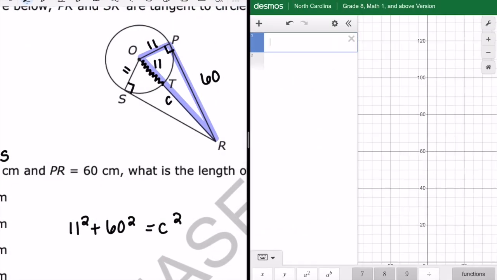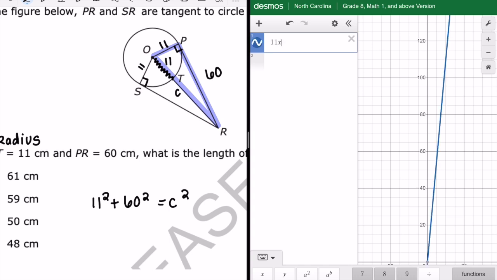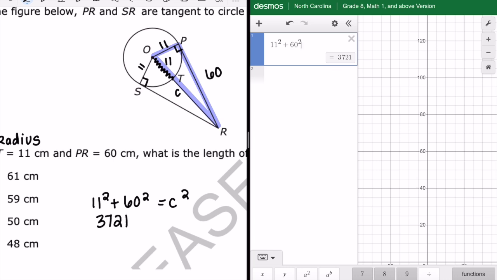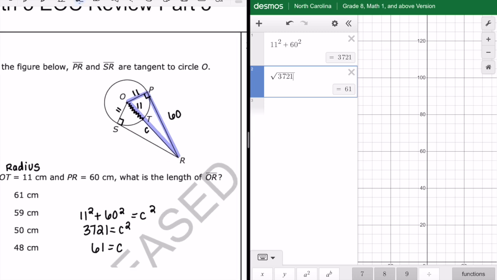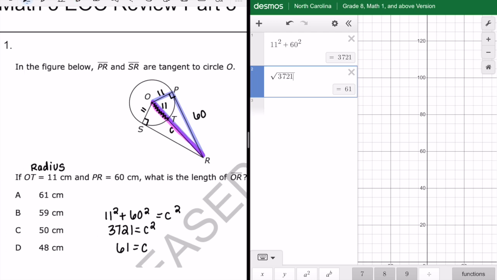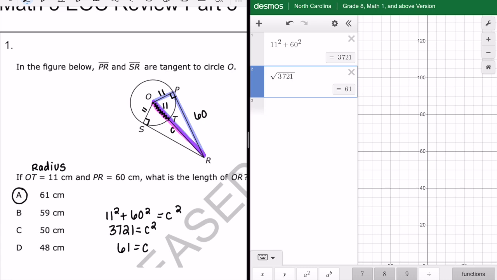So if we're plugging that in, we have 11 squared plus 60 squared, and we get 3,721 equals C squared. And then we're going to take the square root of that answer. And we get that the length we were trying to find, the length of C, was 61. So that length that we were focusing on a second ago is from O to R, which is exactly what we're looking for. So my answer here is 61.